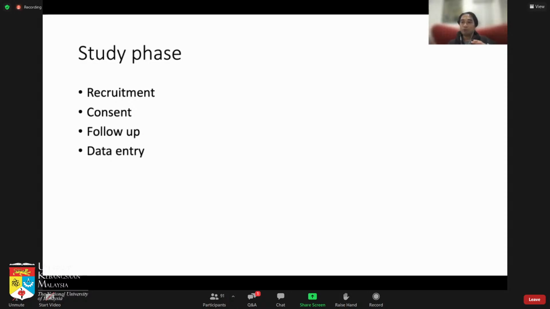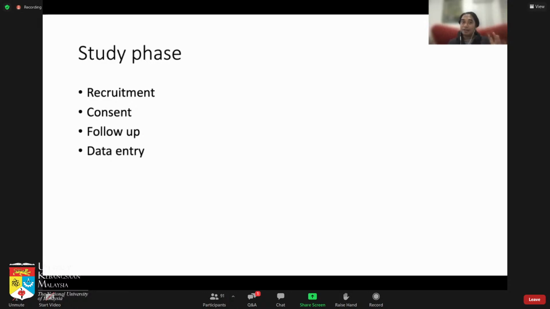If possible, just write it down straight away in SPSS or in Excel, so the data will be there all the time, and you can see whether the data is complete or not complete. If not complete, you have to go back. So the study phase will take time.